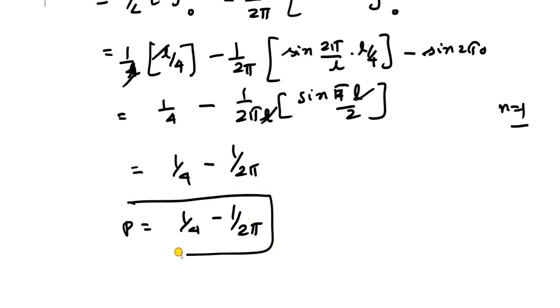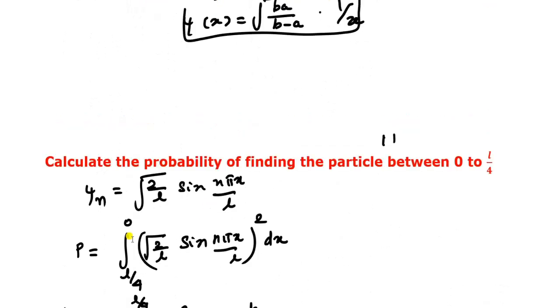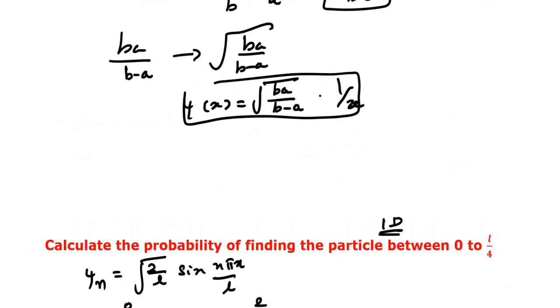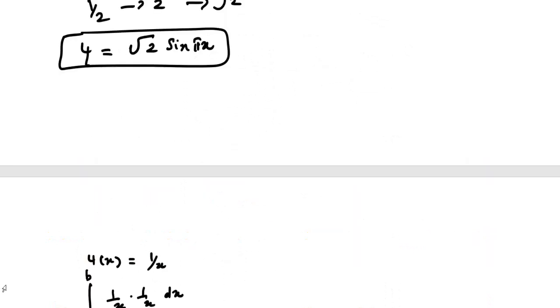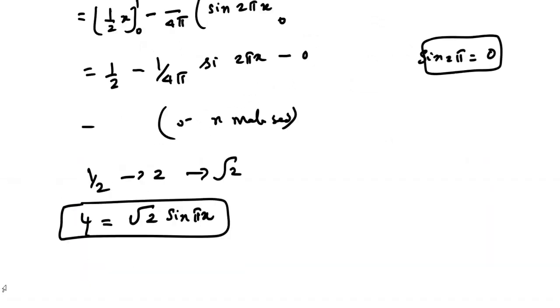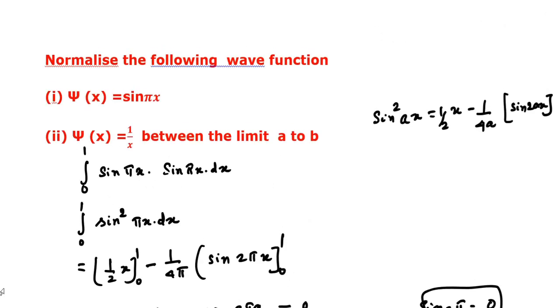So this is the region where you can find the particle. Okay. So it is another type of question: calculate the probability of finding the particle between 0 to L. The range is given, the space is given. You have to find out the probability. Here the normalization concept applies: you have to normalize the particular wave function, and this is the method to normalize the given wave function.